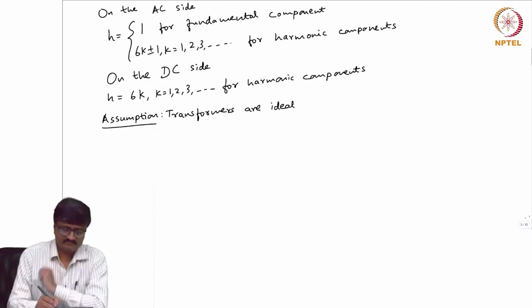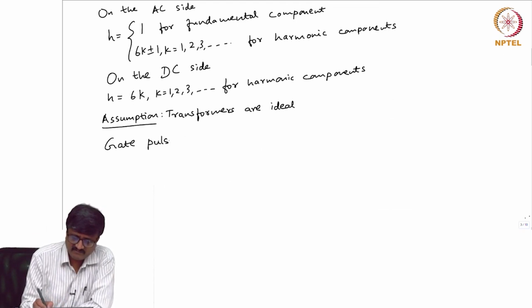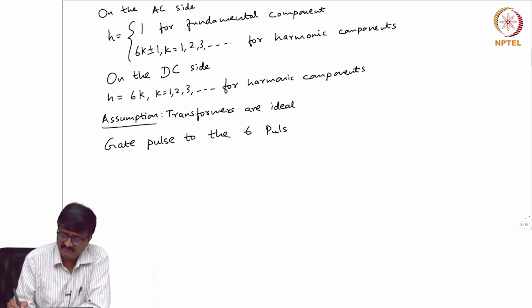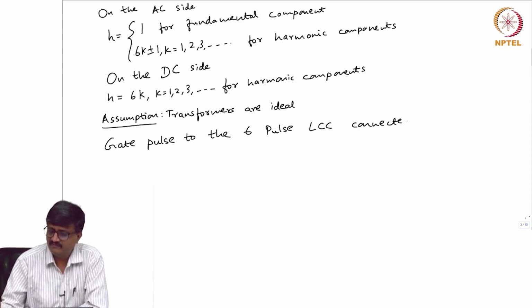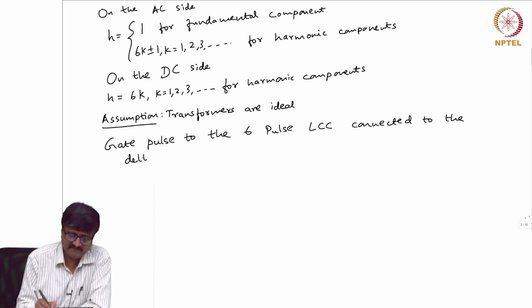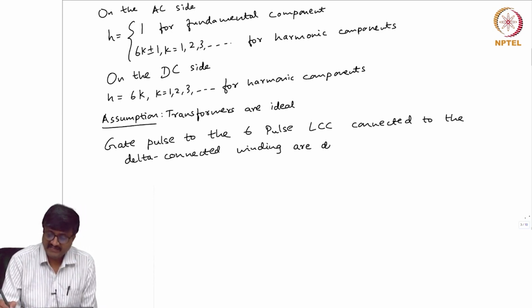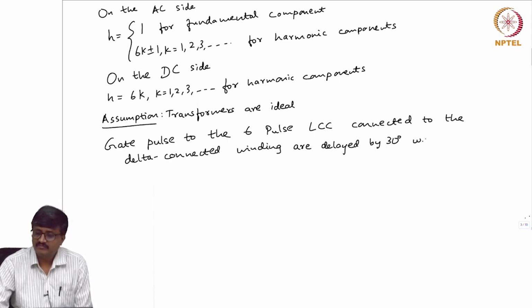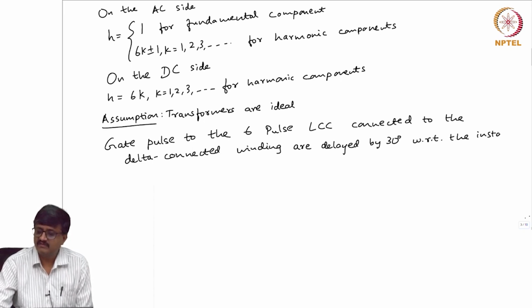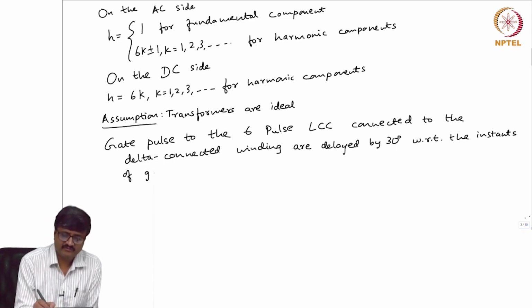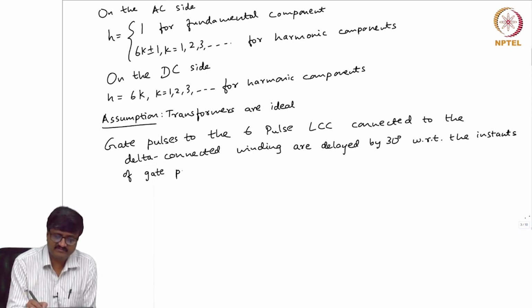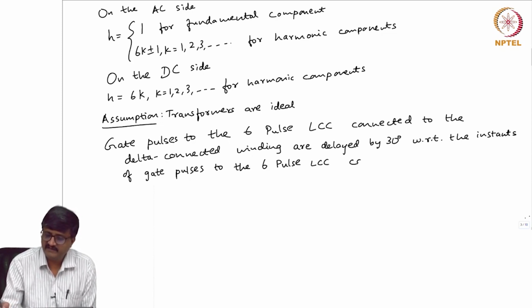So, what I am trying to say here is: gate pulses to the 6 pulse LCC connected to the delta connected winding are delayed by 30 degrees with respect to the instants of gate pulses to the 6 pulse LCC connected to the Y connected winding.